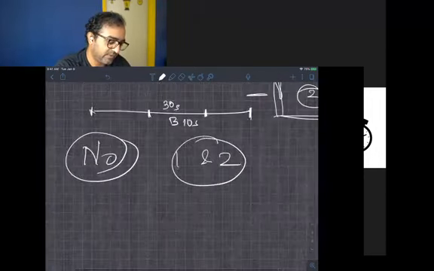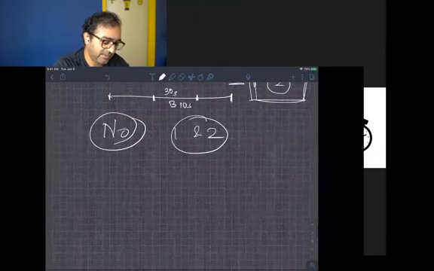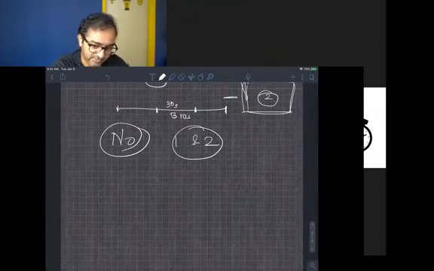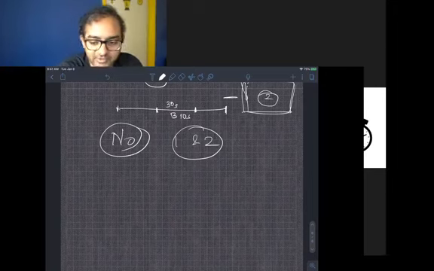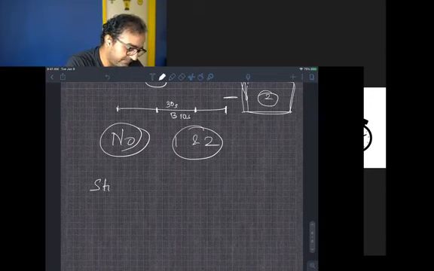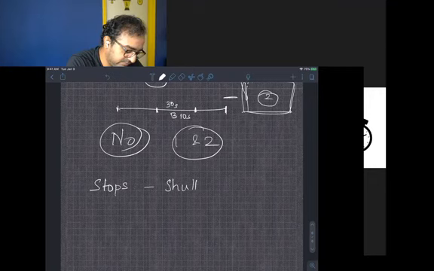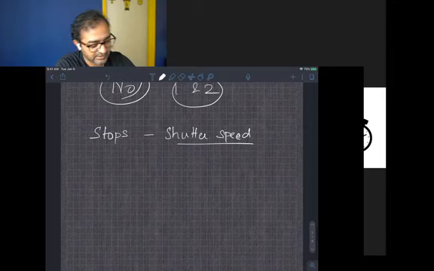Okay, so now we have that thought exercise out of the way, and I'll be using the same experiment in a few other situations. But now let's relate the idea of stops to shutter speed. Let's relate these ideas. How do we link these ideas?